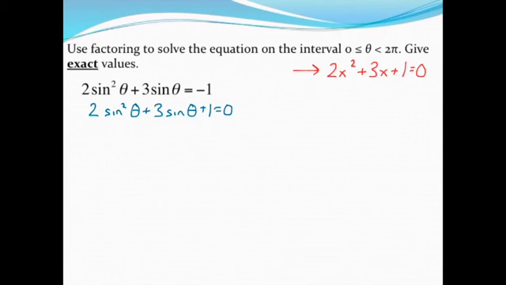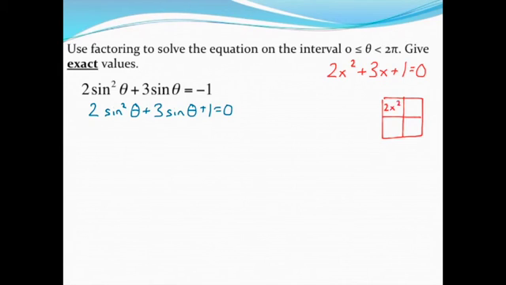And so I've done that over here in red. I've replaced my sines with x's. And so to factor this, since there is no greatest common factor and I have a number that's not a 1 in front, I'm going to use the box method to factor, okay? And so, you don't need to do it with the x's, but I think it's usually helpful to do.